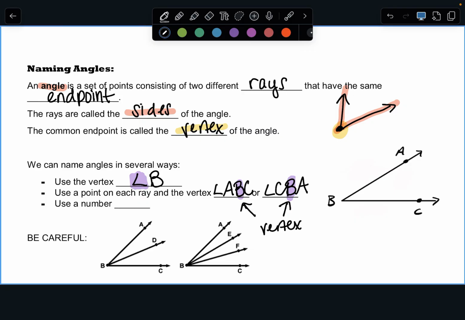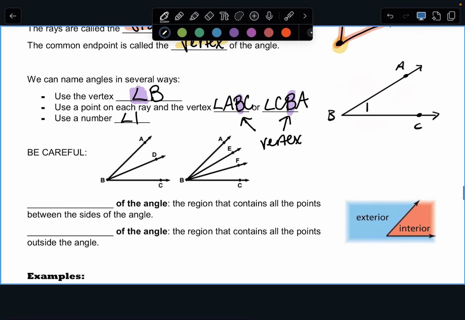There's another option for naming angles that you'll see on your homework. Sometimes there's a little number in here. If there's a number, we can name the angle with the number. So I could also call this angle 1 if there was a number 1 there. So you have 3 options: just the vertex, just the number, or tracing it out. So we use really 1 or 3 letters. Questions on naming angles?